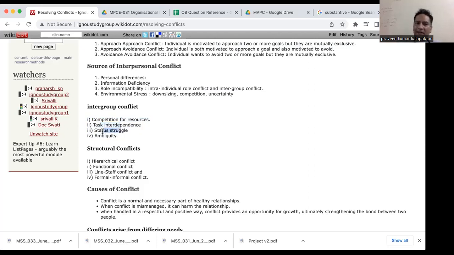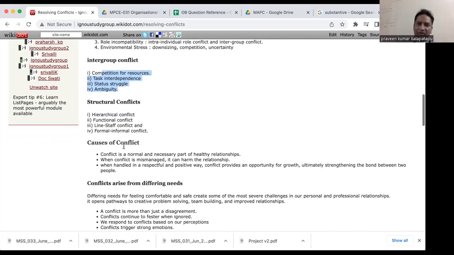Status struggle, to elevate your own unit or your own group. Ambiguity: there is some ambiguity about what exactly you are supposed to do and what exactly they are supposed to do. So these are the various intergroup conflicts that could be possible.